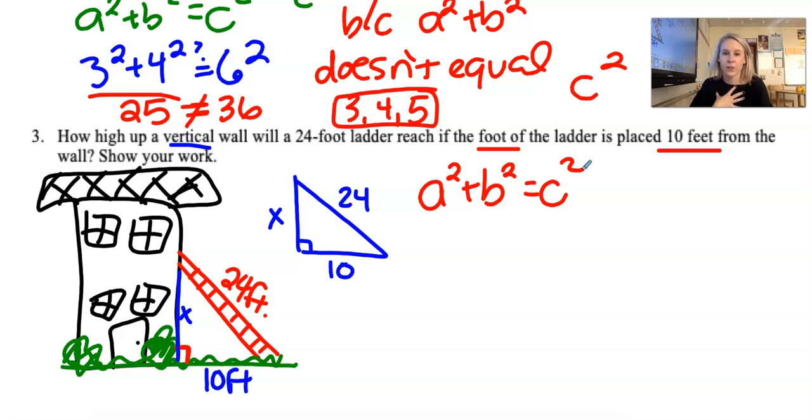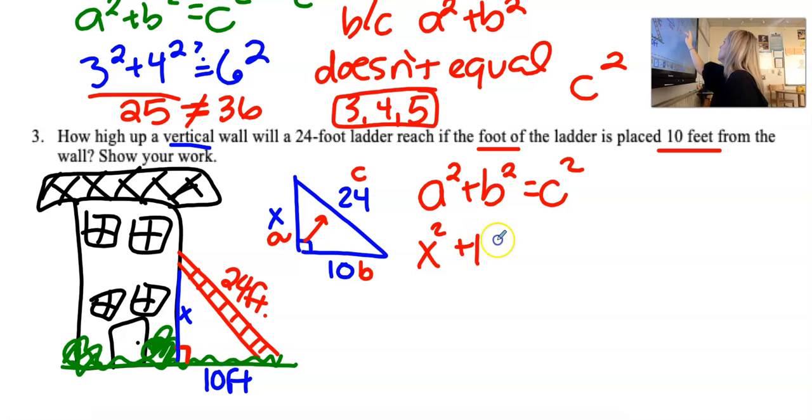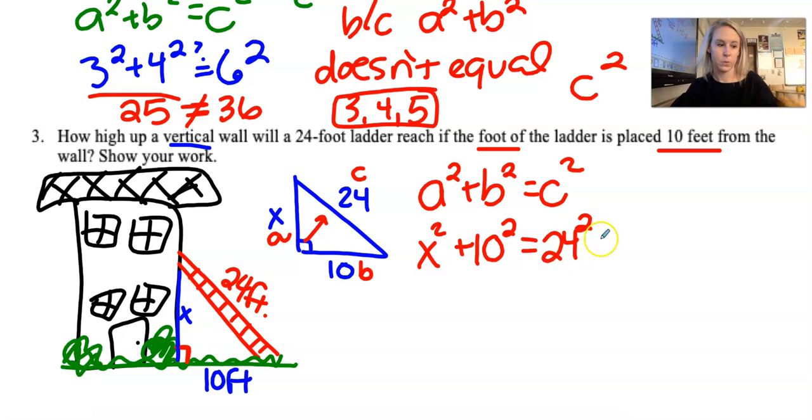Okay, I always find my c first. It is always opposite of the 90. It's also always the biggest number. So 24 is your c. Now your a and your b, it doesn't matter. We'll say x is my a and 10 is my b. You can flip-flop it, doesn't matter. So now I'm going to substitute in. So x squared plus 10 squared equals 24 squared. Now I'm going to show you 2 ways you can solve this.